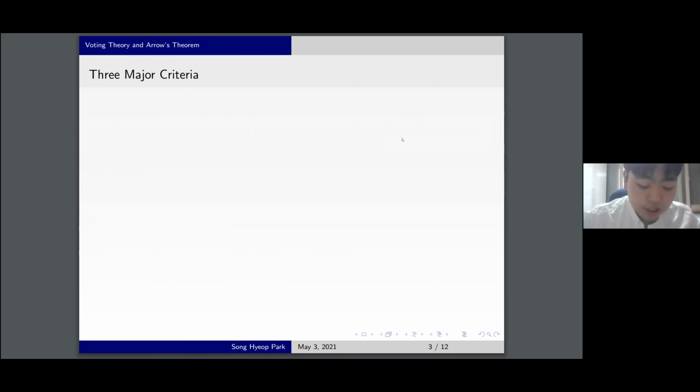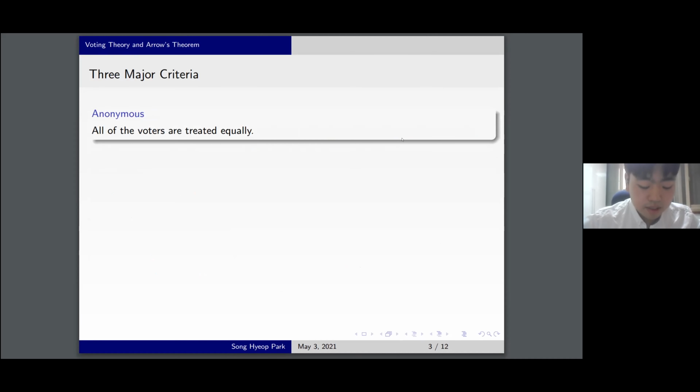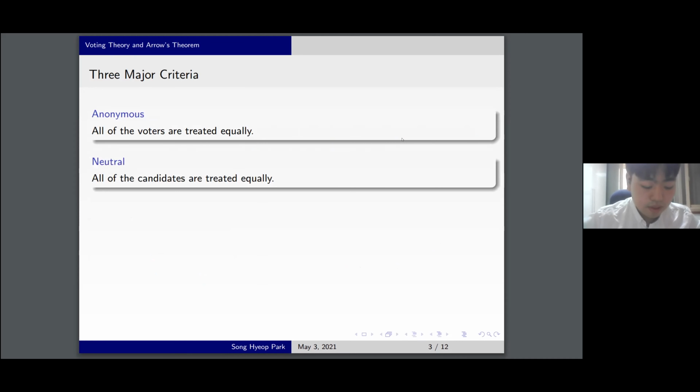The purpose of voting theory is to find a good voting system. So there are some conditions which can tell whether a voting system is good or bad. First is anonymous. Voting systems should treat all voters equally, so you get the same result even if you swap any two voters' preference order. So dictatorship doesn't satisfy anonymity. Next, we have neutral. Voting systems should treat all candidates equally. So if you swap two candidates' ranking in every voter's preference order, then the final ranking should be swapped.